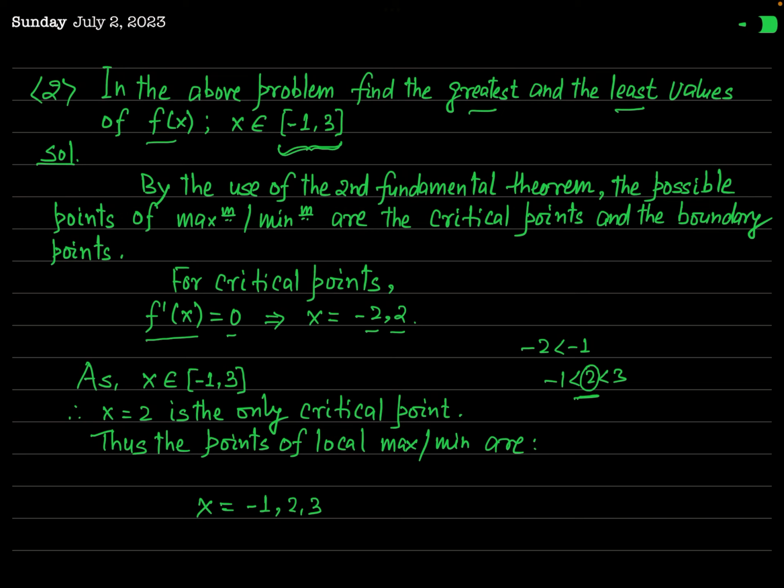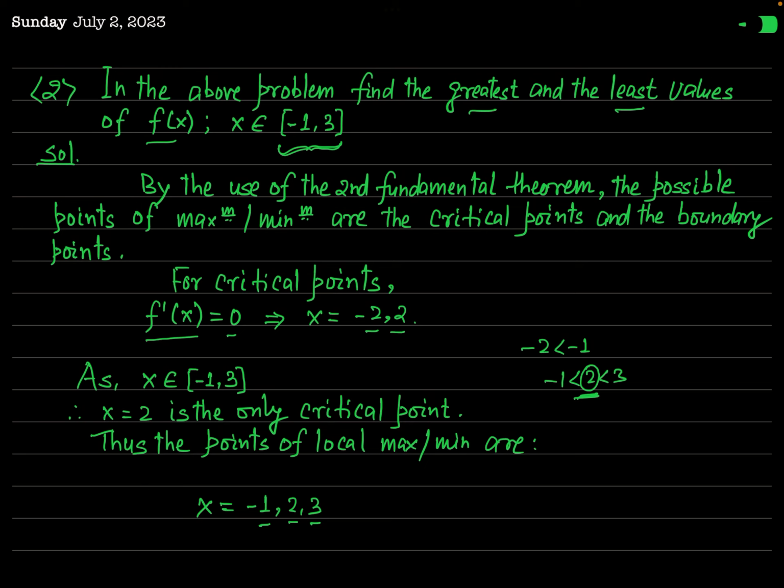And what will be those 3 points? The first point will be this critical point 2, and the other 2 points will be the boundary points. As you can see, the given closed interval is between minus 1 and 3. So minus 1 and 3 are the boundary points and 2 is the critical point.